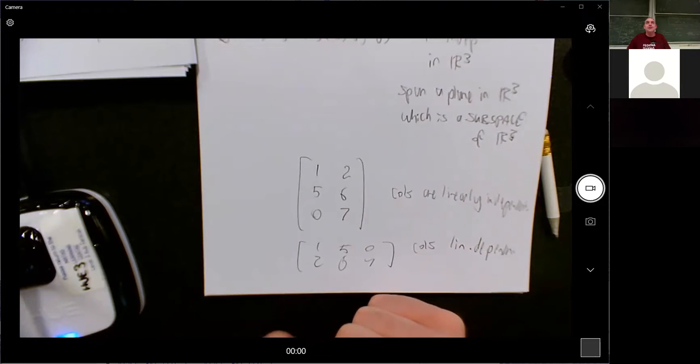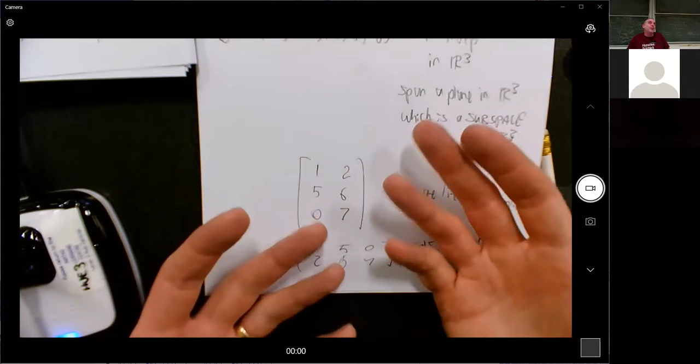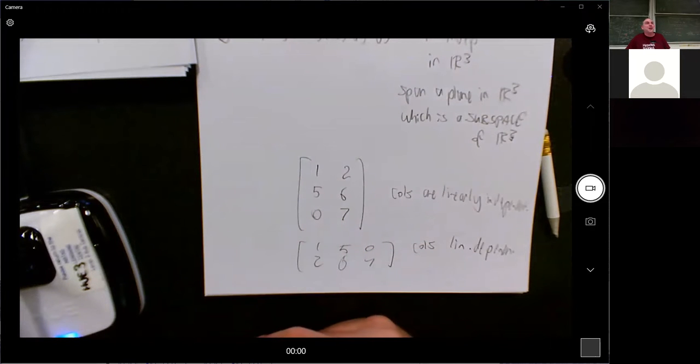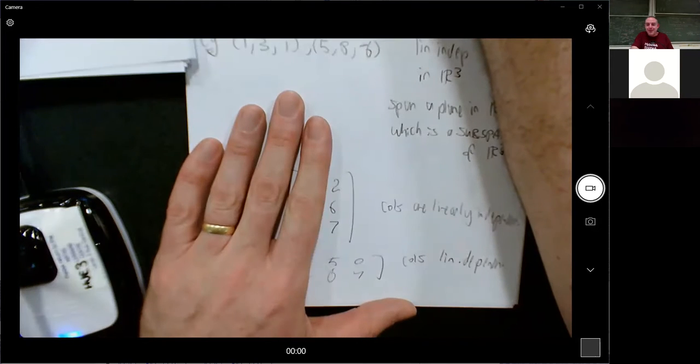Not necessarily. So if there are more rows than columns, it's possible for the columns to be independent, but they don't have to be. Because if I had a whole column of zeros, guaranteed dependent, I can always fit a column of zeros anywhere I want. Yeah. All right. Yes.